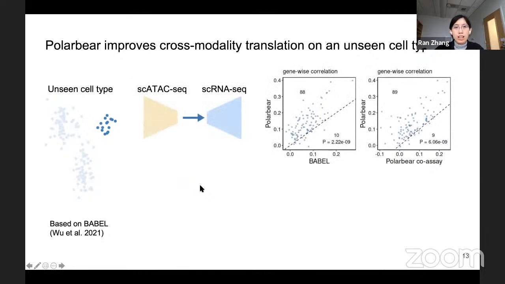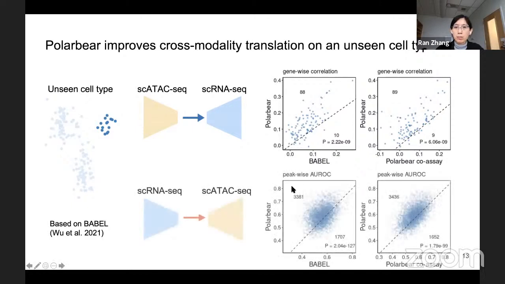Again, we calculate the gene-wise correlation as well as the peak-wise AUROC when we predict in each direction. We observe a similar trend, that Polar Bear significantly outperforms other methods in terms of recapitulating the individual cell level differences within this unseen cell type.